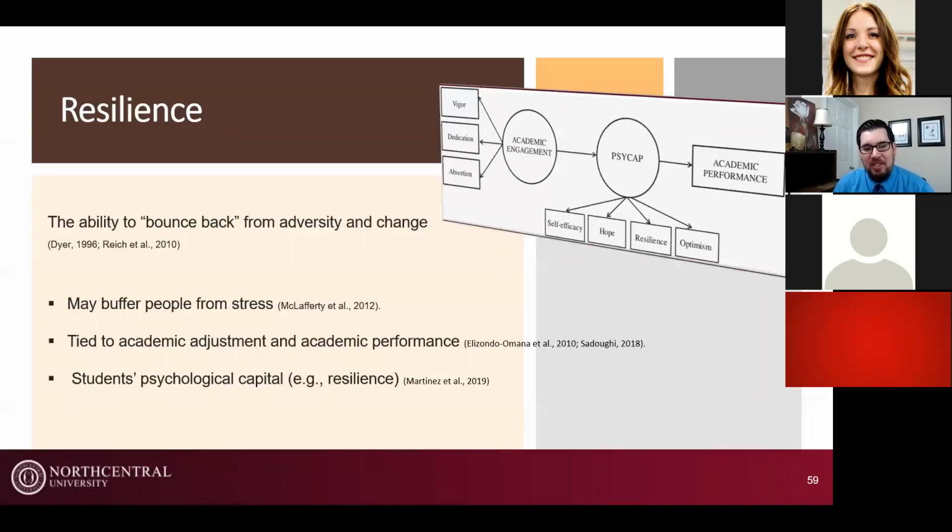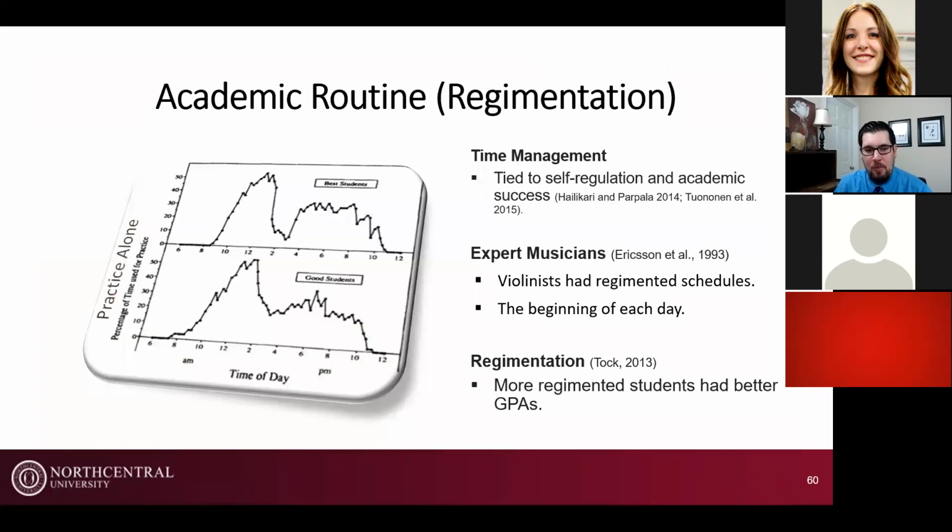With regard to resilience, the ability to bounce back uses coping and adapting to adversity and change. It can buffer people from the effects of stress. It's tied to academic adjustment and performance. Students' psychological capital, like resilience, mediates the effects of academic engagement on academic performance.